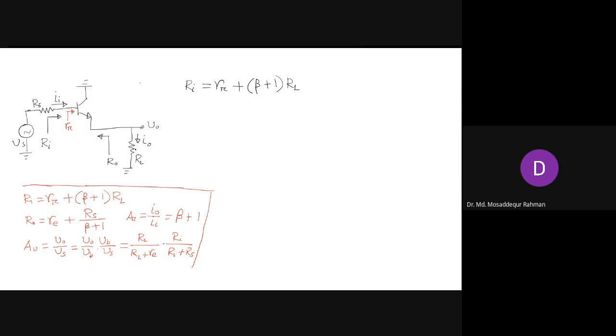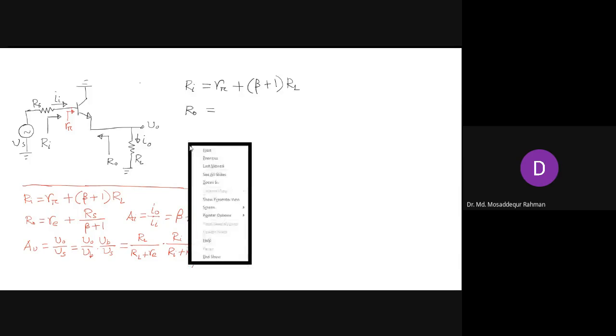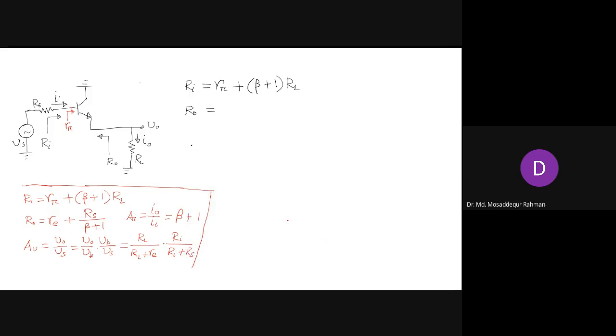So that is our input resistance Ri, and now we try to find the output resistance R naught. In this case, we look from the output side, looking into the emitter, right? Now looking into the emitter, we have to trace this path. So first from emitter to base. Now when you're looking from the emitter, what you see is a small RE, right? Looking from the base, you see R pi. Looking from the emitter, you see RE. So first you will have small RE.